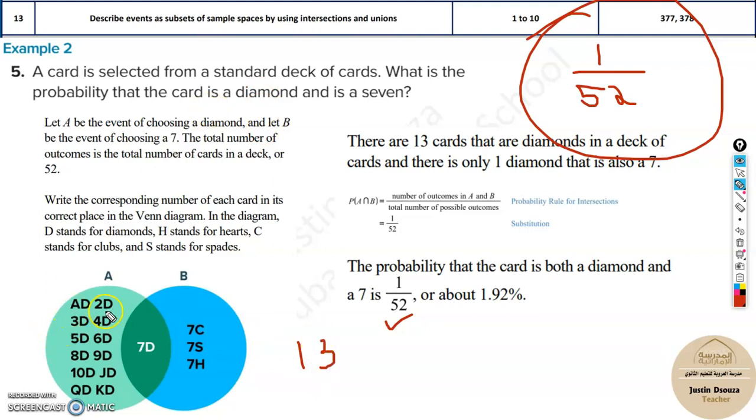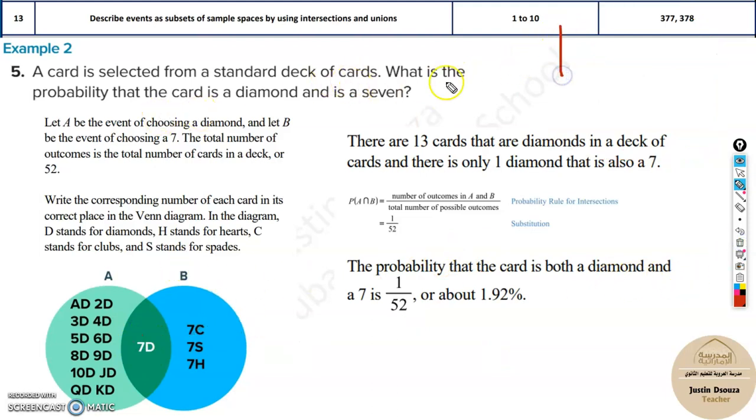So these are the cards: Ace of diamond, 2, 3, 4, 5, 6, king, jack, and queen. Diamond cards are there. And how many sevens are there? There is 7 of clubs, 7 of spades, 7 of hearts, and 7 of diamonds. So there are 4 cards of 7. Which is the intersection between these both? There is only one particular card. But if you know the cards thoroughly, you do not need to do all this. You know there is only one 7 of diamond.